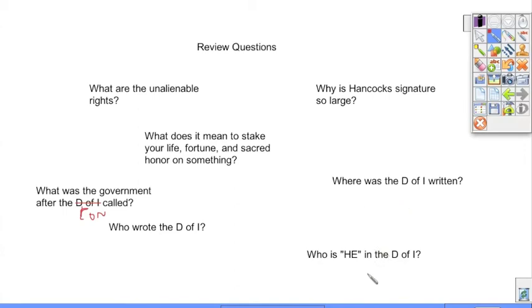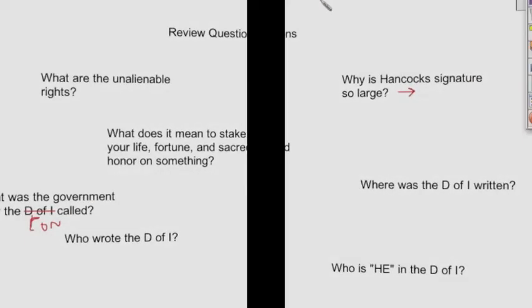Okay, who is he in the Declaration? He did this, he did that. Who's he? Good, King George III. And I forgot one. Hancock's signature. Why was that so large, Ian? No, not because of the eyeglasses thing. Why was it so large? Right, because he was the president of the Continental Congress, not because of the king's eyeglass story, even though 5th grade teachers around the world have taught that. Okay.